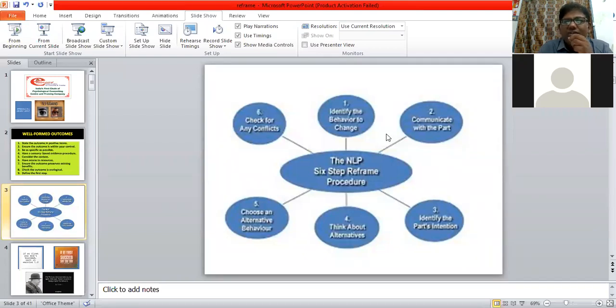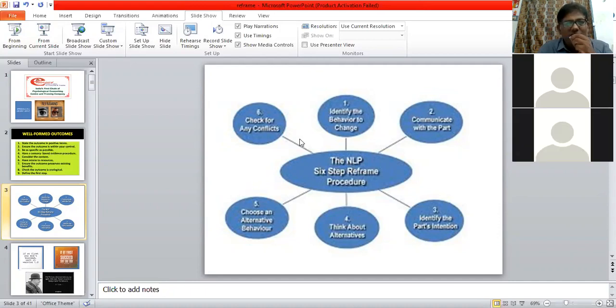Now, when I say communicate with the part, what do I mean, can anyone tell? It means we have to communicate with the unconscious mind. Now, in NLP, whatever is in your awareness is called the conscious part. Whatever is not in your awareness, we call it the other part. So the second point is we will be communicating with the part.